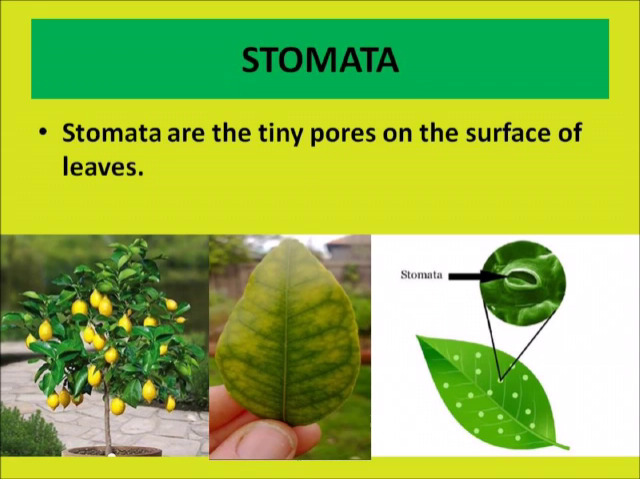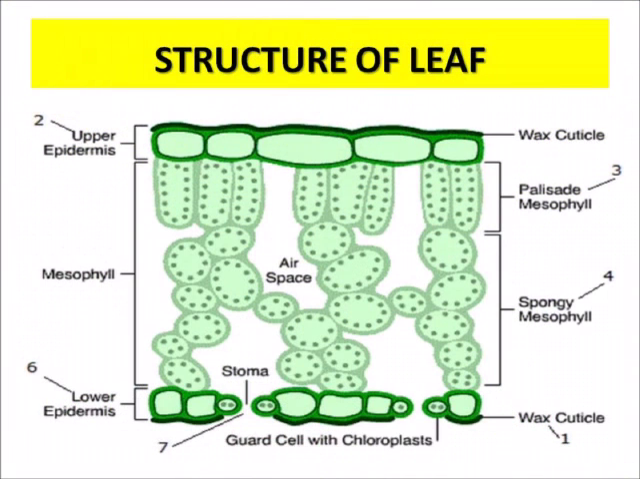These pores are so tiny that they can't be seen with your naked eyes. So, through these pores, carbon dioxide is taken inside the plant and oxygen is thrown out of the plant. Hence, we can say that gaseous exchange occurs through these tiny pores called the stomata, which can only be seen under the microscope.